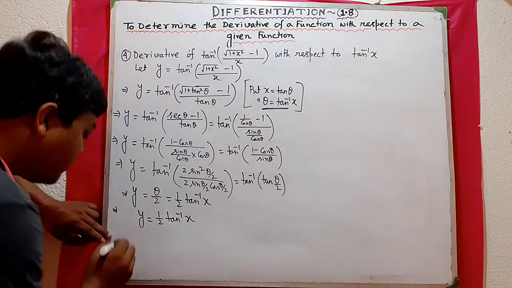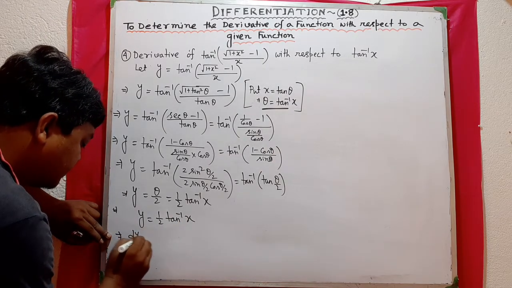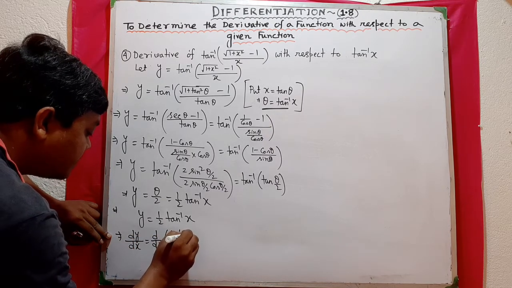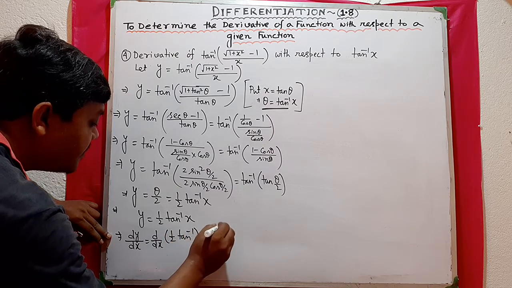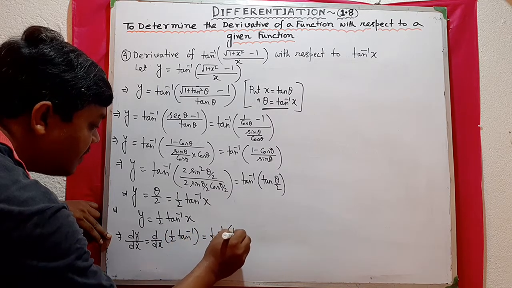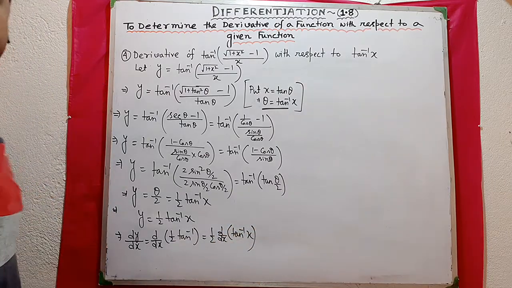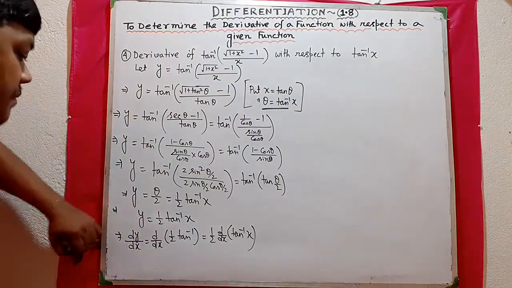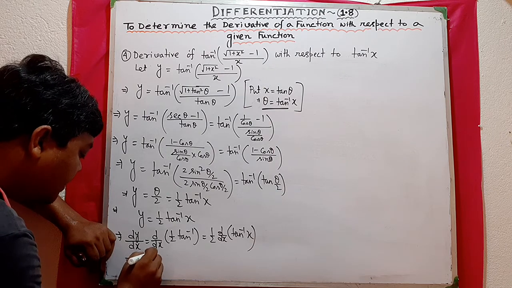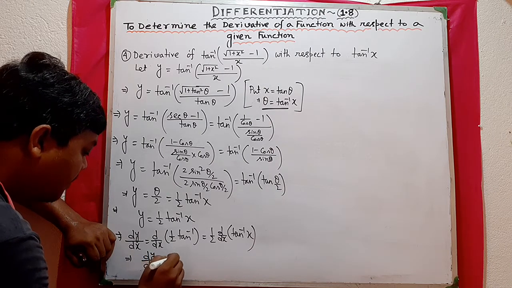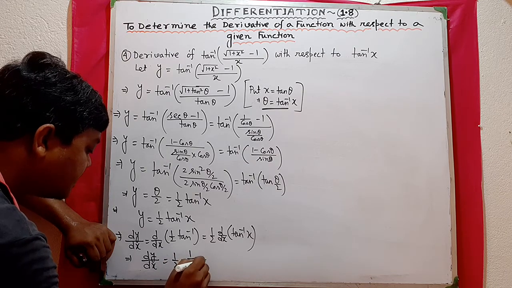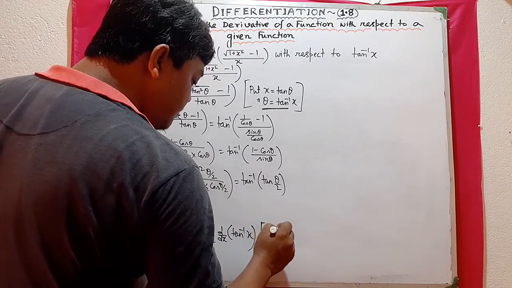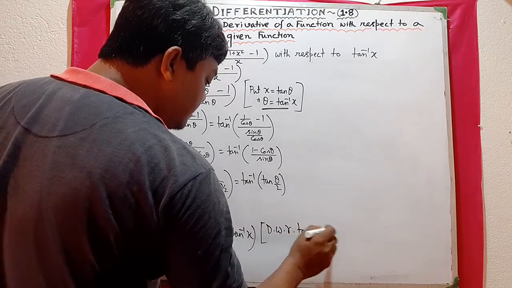Now differentiate with respect to x both sides, so dy/dx equals d/dx of half tan inverse x, so that is half d/dx of tan inverse x, and according to the derivative of inverse function we have already done in the previous lecture, so dy/dx equals half into 1 by 1 plus x square, that is the derivative of tan inverse x with respect to x.